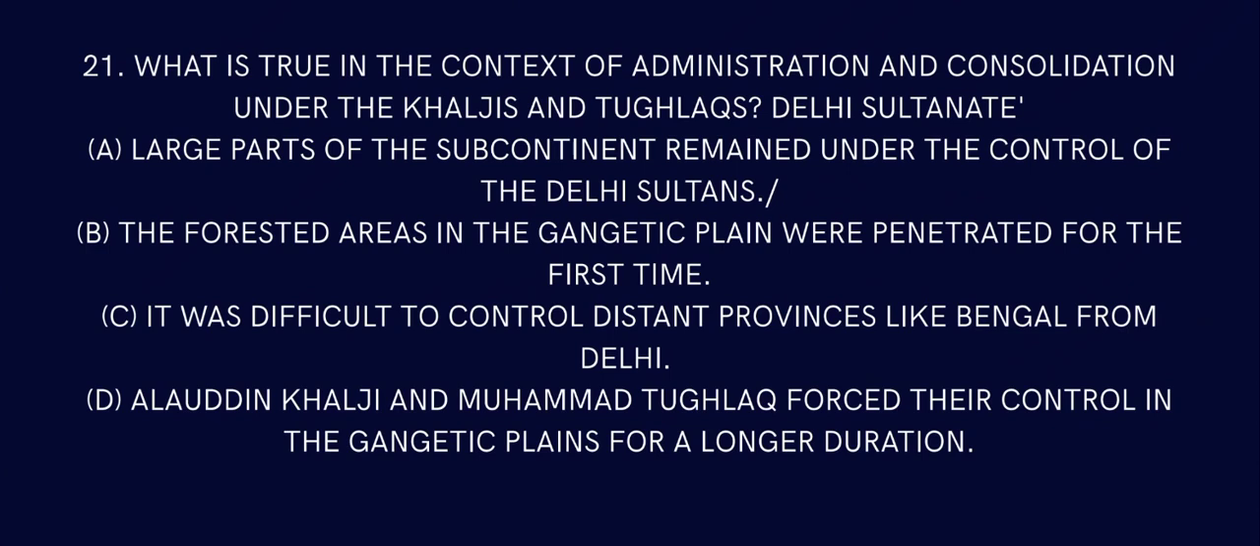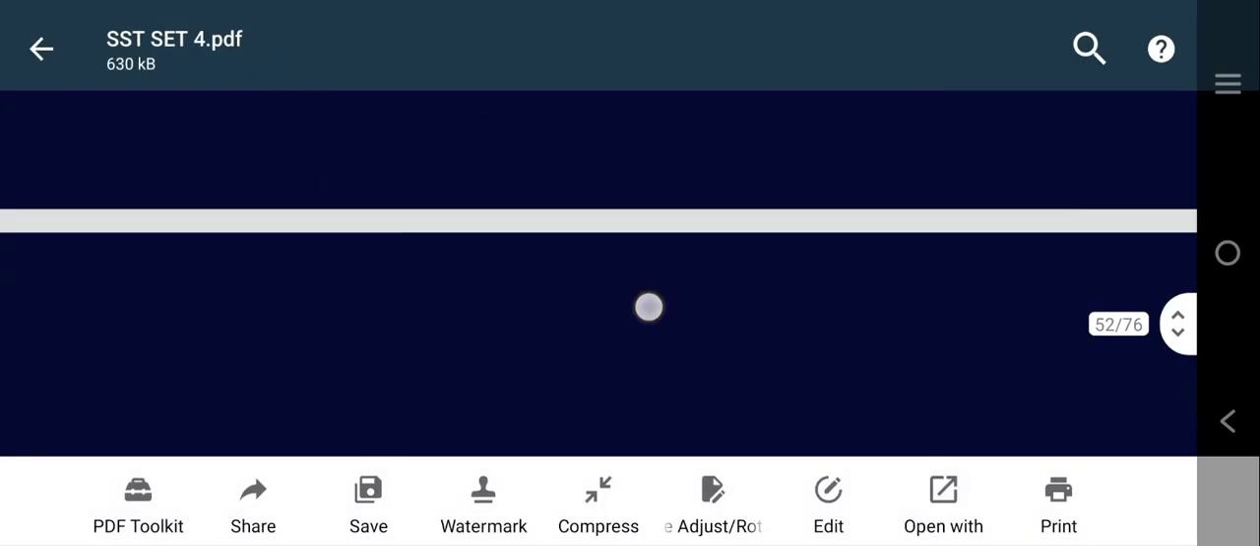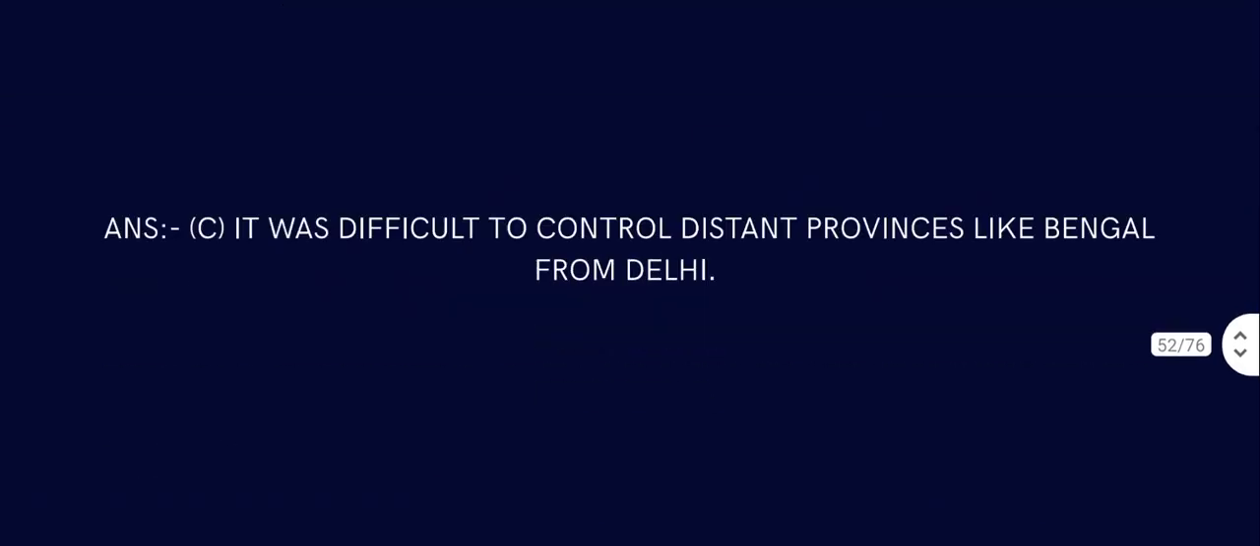Under the Khaljis and Tughlaqs, Delhi Sultanates, a large part of the subcontinent remained under the control of Delhi Sultans, or the forested area in the Gangetic Plains were penetrated for the first time. It was difficult to control distant provinces like Bengal from Delhi, or Alauddin Khalji and Muhammad Tughlaq forced their control in the Gangetic Plains for a longer duration. Your answer is: it is difficult to control distant provinces like Bengal from Delhi.